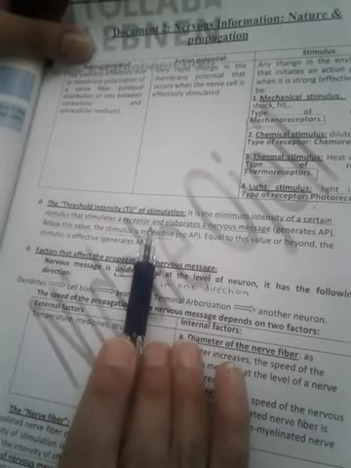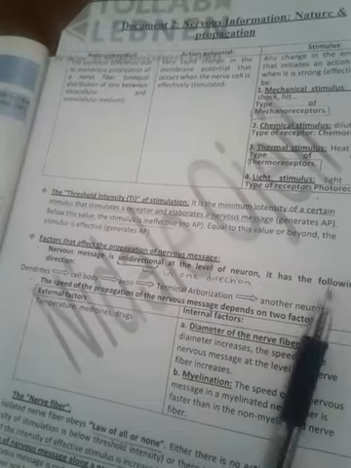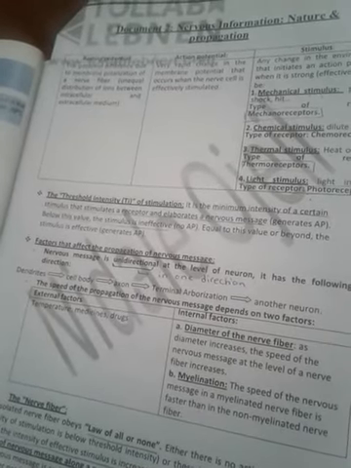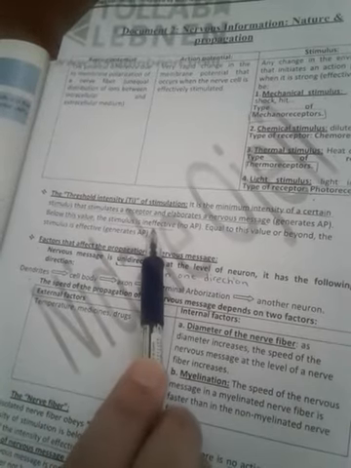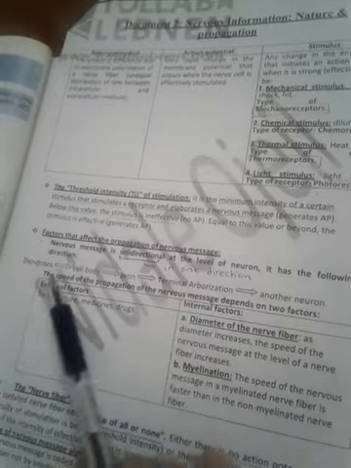So the threshold intensity, or TI, of stimulation is the minimum intensity of a certain stimulus that stimulates a receptor and elaborates a nervous message. This stimulus has to be strong enough to reach the threshold intensity. If it reaches it, it generates an AP, action potential. Below this value, the stimulus is ineffective and I will have no action potential.